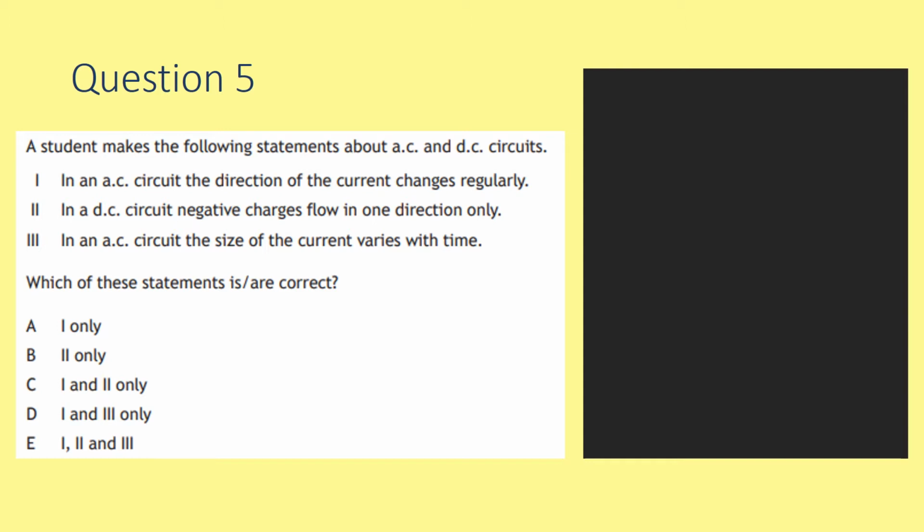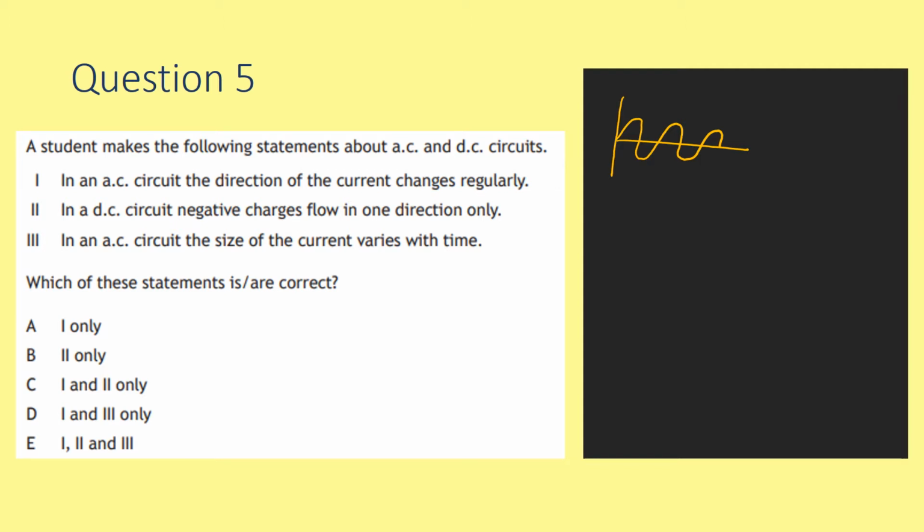Let's remind ourselves a little bit about AC and DC. Remember, in an AC signal, we see the current change in direction regularly, and we also see its amplitude changing in value, which means that statement 1 and statement 3 are correct.